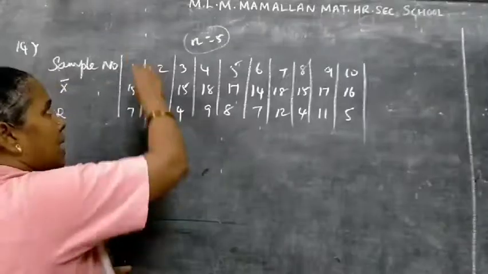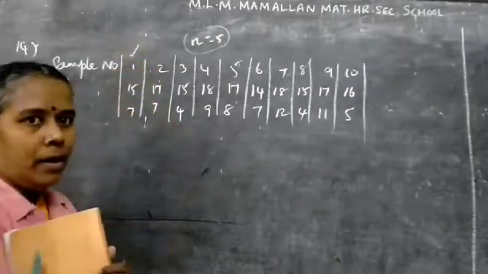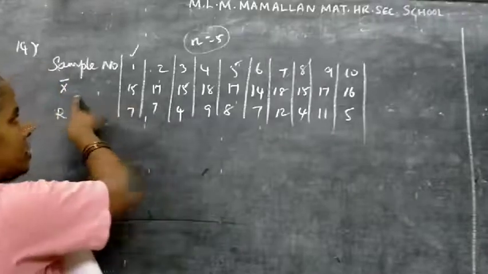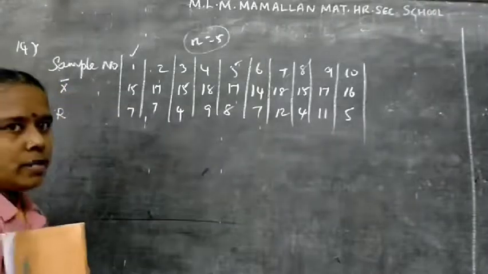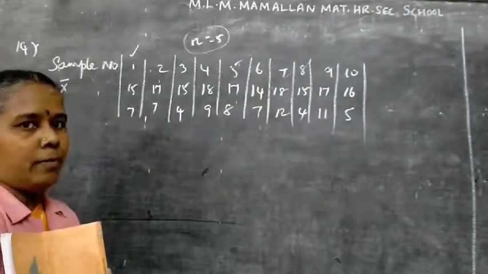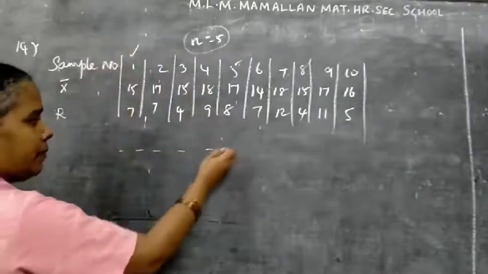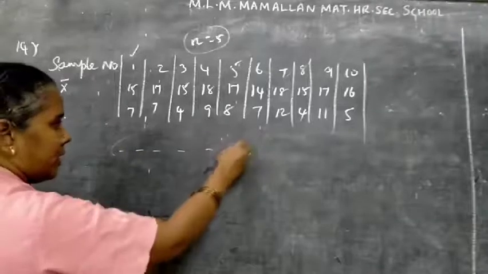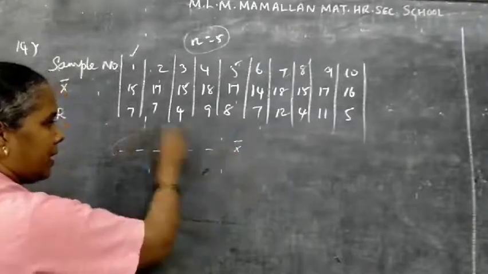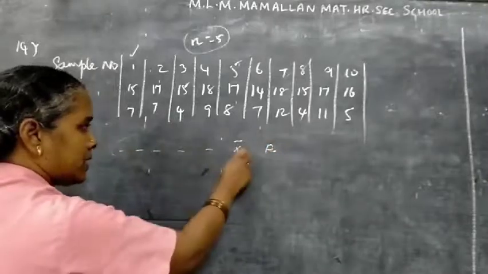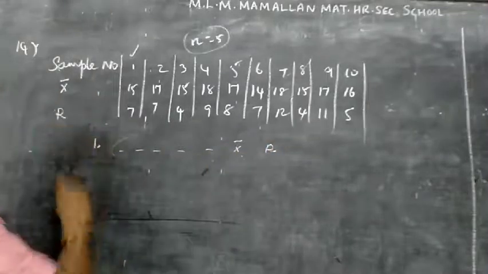First let us take sample number 1. In sample number 1, take 5 samples and their average, that is x bar, and their range. What is range? Maximum value minus minimum value. So first you take any 5 values, find its average, find x bar, and find the range, maximum value minus minimum value, that is range. For this data only we are giving the sample number as 1.